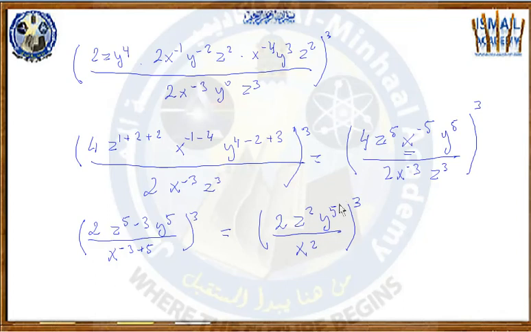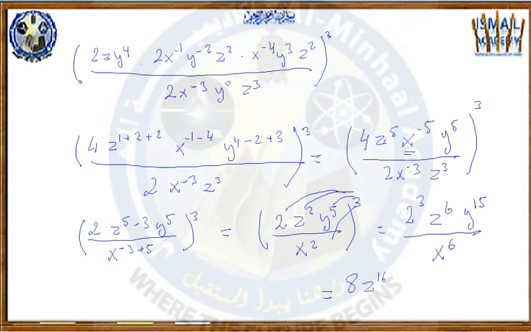Then what you do, I distribute the exponent into all the terms. All the terms. So it's going to be 2 cubed, z to the 6, y to the 15, over x to the 6. This is the answer. So what is 2 cubed? 8. It's only 6, not 16. So 8 z to the 6, y to the 15 over x to the 6, and this will be your final answer.